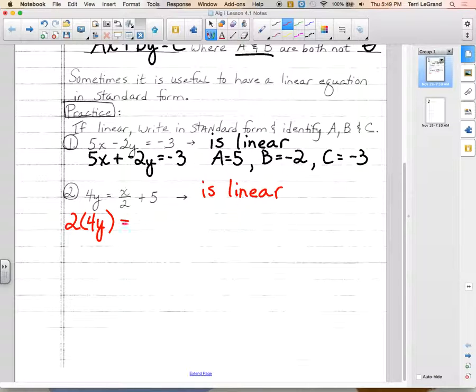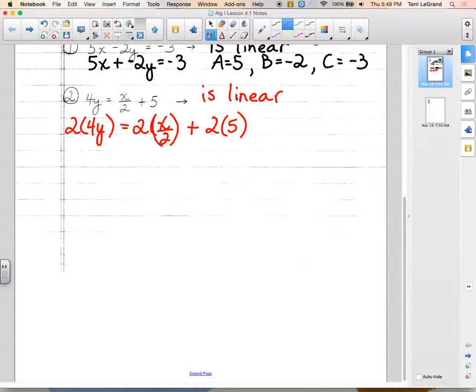So we'll take 2 times the 4y, we'll take 2 times the x over 2, plus we'll take 2 times the 5. So remember, whenever we multiply or divide in an equation, we do it to every piece. Okay, now we have 2 times 4y, we have 8y. When we take 2 times x over 2, those 2's cancel, we have x, and 2 times 5, 10.